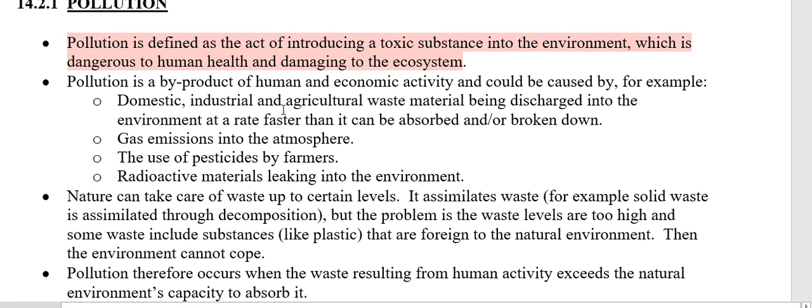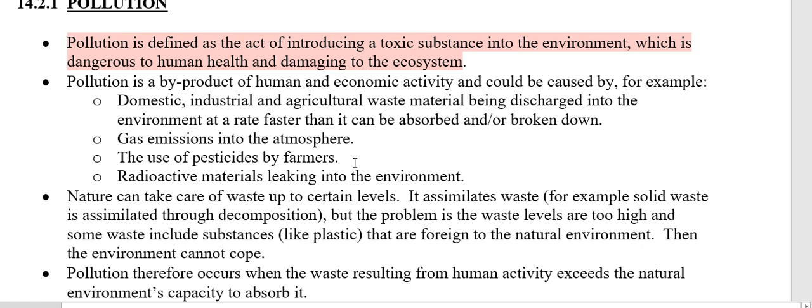All right, so any waste, whether it's domestic waste, household waste, industrial waste, chemicals released by industries, agricultural waste, any waste material that is thrown into the environment, that we are dumping in the environment, that cannot be broken down very quickly, is going to cause pollution. Secondly, the gas emissions into the atmosphere. Obviously, this causes air pollution.